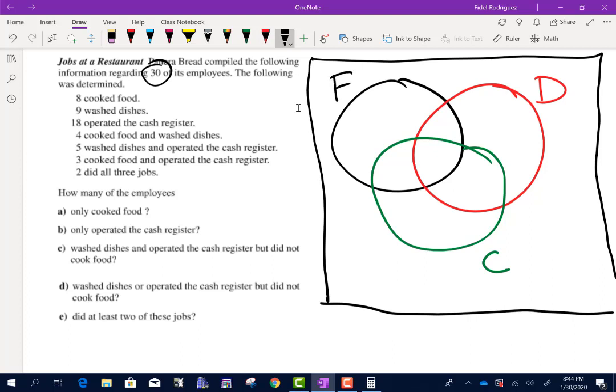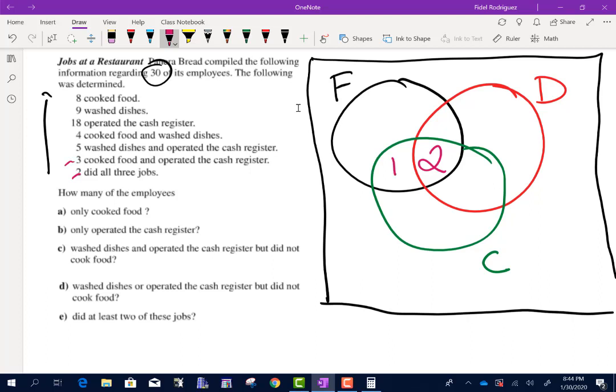Okay, so now we're going to go from the bottom up, right? So 2 did all 3. There's my 2. Okay, 3 cooked food and operated the dishwasher. Food and cash register, sorry. So food and cash register, this number is going to have to add up to 3. If that's a 2, we know that's going to be a 1.